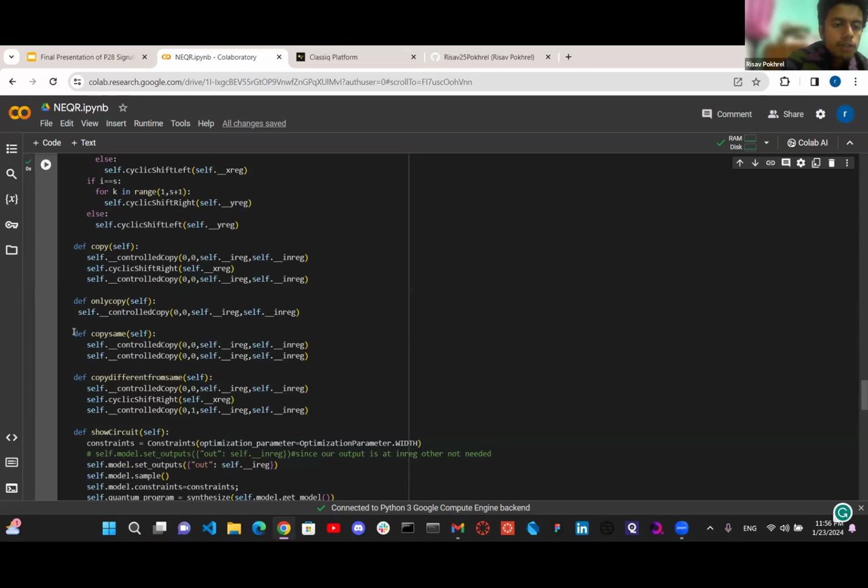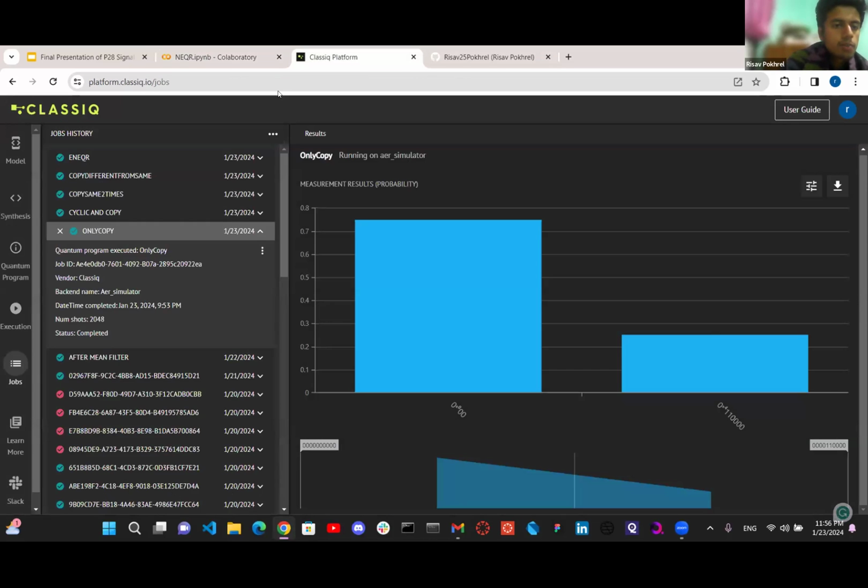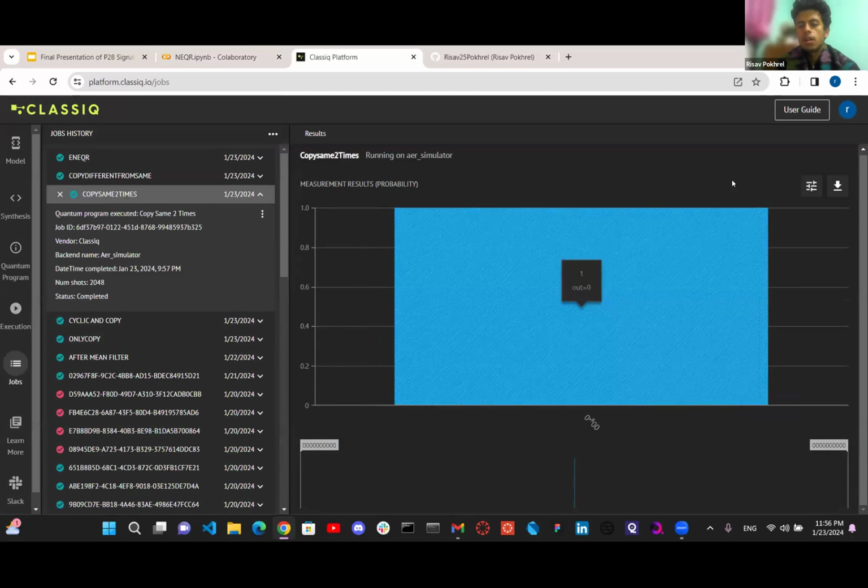First, what happens if we copy the same state twice? Copying the same state twice, each operation just cancels out, so we will receive the 0 0 with 100% probability.